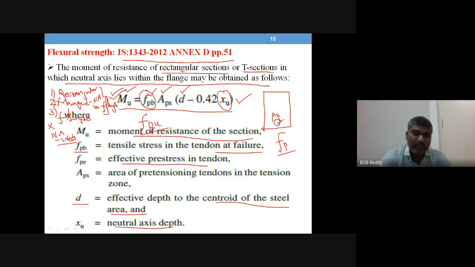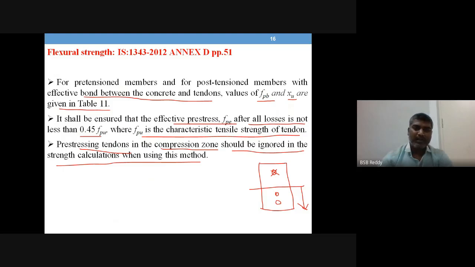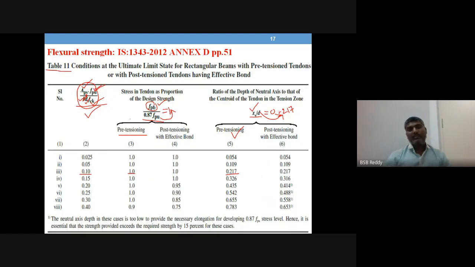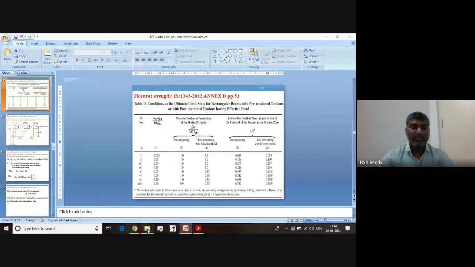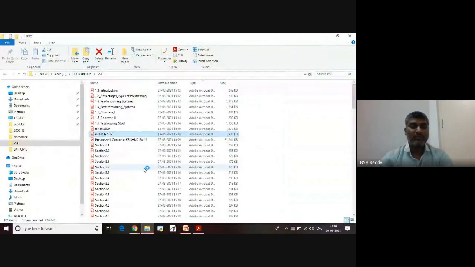Most of you will know all this terminology, neutral axis falling in the flange, neutral axis falling in the web, from your RCC. It's very similar to that terminology. Right, so Table 11 is available in Annexure D of your IS code. I'll just show you if you want. We'll just open the IS code. So you just keep the IS code open along with me.